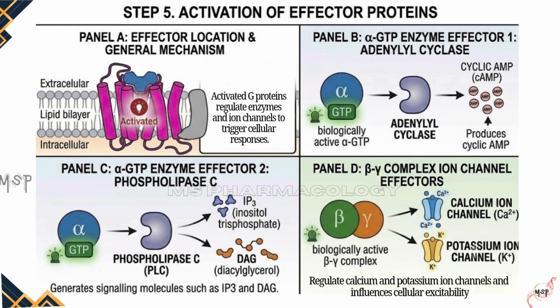The activated G protein components then interact with effector proteins located within the cell membrane. These effectors may be enzymes or ion channels. Important enzyme effectors include Adenylyl cyclase, which produces cyclic AMP, and phospholipase C, which generates signaling molecules such as inositol triphosphate and diacylglycerol. GPCRs can also regulate calcium and potassium ion channels, thereby influencing cellular excitability.